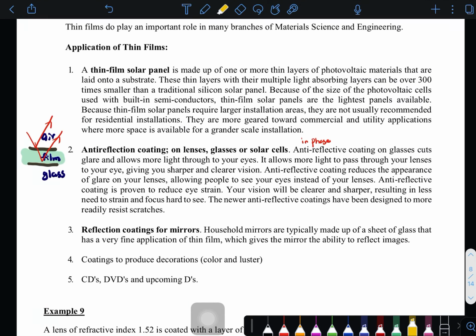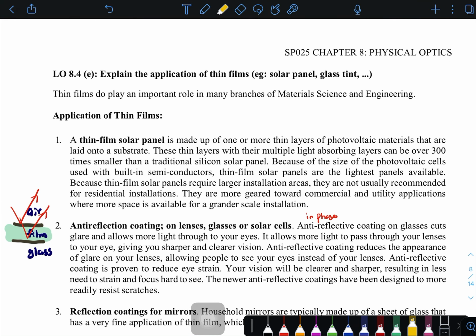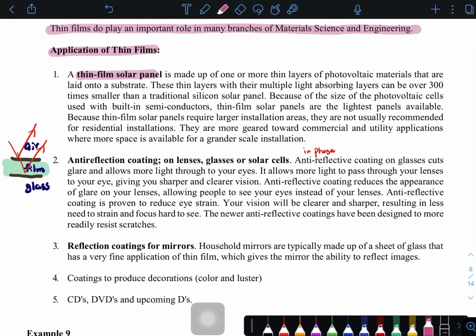Alright. We go to the next one. Explain the application of thin film. So, thin film in our daily life. The application of thin film. Okay. So, thin film do play an important role in many branches of material science and engineering. So, the application of thin film, the first one, thin film solar panel. So, solar panel yang untuk collect all the solar energy.